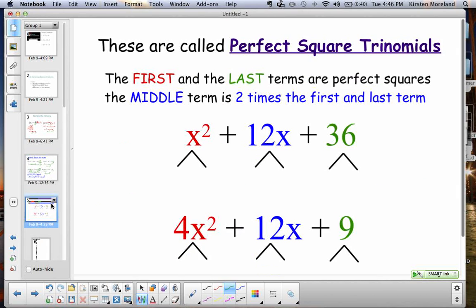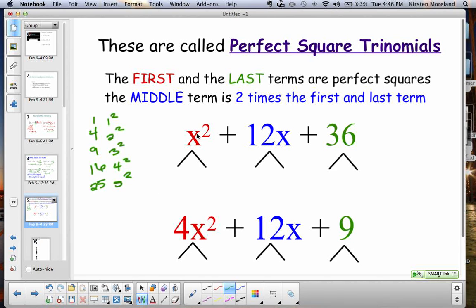So what you want to look at, these are all called perfect square trinomials. The first and the last terms have to be perfect squares. And what it means to be a perfect square is you can take the square root of it. So for example, some perfect squares are 1, 4, 9, 16, 25, and these are all perfect squares because 1 squared is 1, 2 squared is 4, 3 squared is 9, 4 squared is 16, 5 squared. So if you want to find all the perfect squares, you're just going to continue listing those.